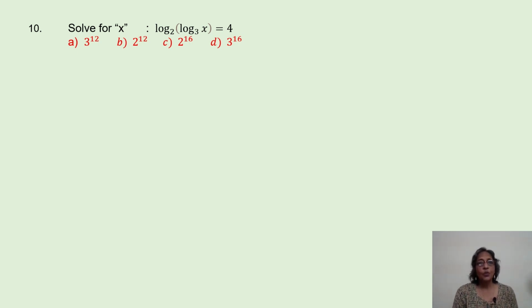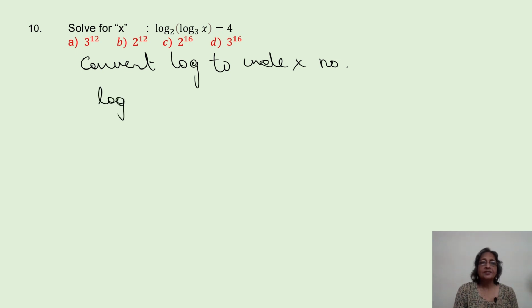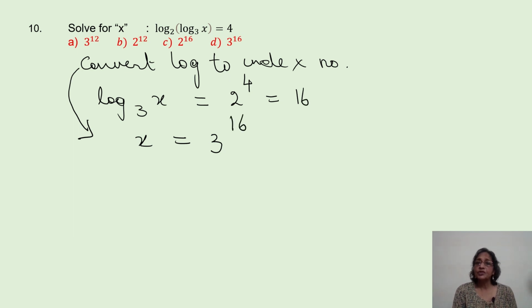Solve for x. So this is an equation relating to logs. What I'm going to do is, in the first step, I am going to convert log to index number. So I will get log of x to the base 3 equal to 2 raised to 4. And then again I'm going to convert the log to an index number. So this will be 3 raised to 2 raised to 4, which we all know is 16. So this will become 3 raised to 16. This is a very simple sum. You have converted logs to index numbers twice. Okay. So your final answer in this case will be option D.